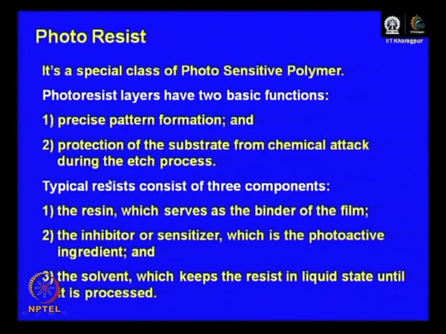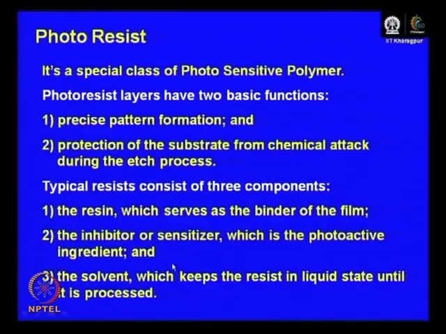Typically a photoresist consists of three components. Firstly, the resin, which is a type of polymer that serves as the binder of the film. So, this is essentially the base polymer matrix. Then the inhibitor or the sensitizer, which is the photoactive ingredient. It is essentially not the entire polymer that reacts in the photoreaction. You have some inhibitor or sensitizer present within the matrix, which is the photoactive ingredient, and the solvent, which keeps the resist in a liquid state until it is processed.